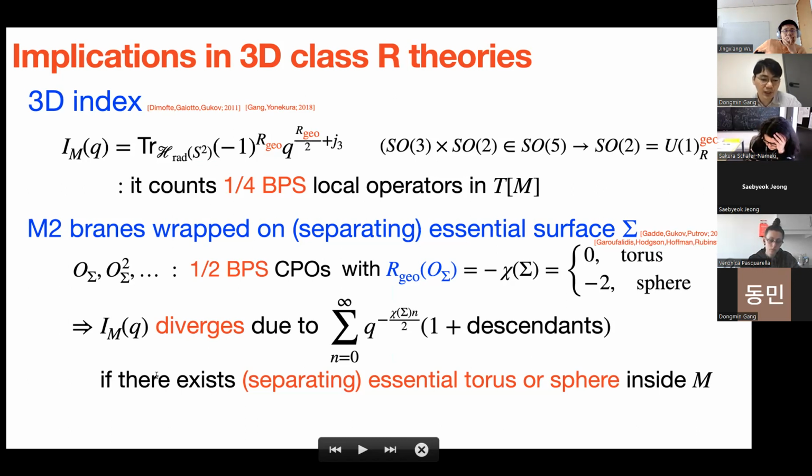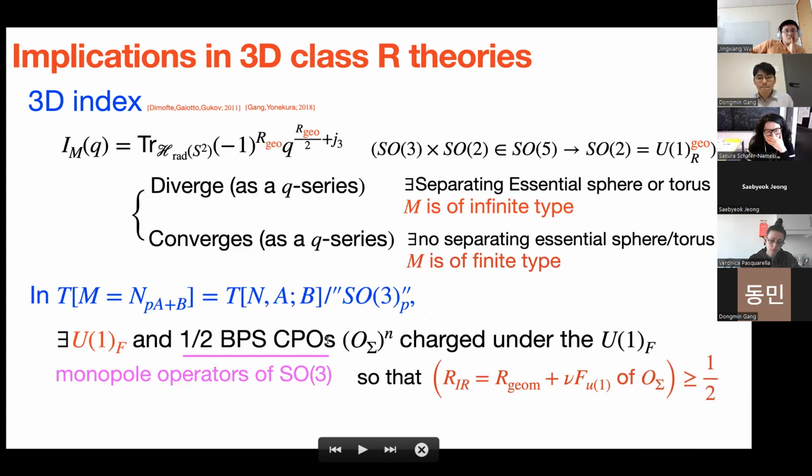So we expect that if there exists a separating essential torus or sphere inside M, then this 3D index, which is actually counting the local operators of this 3D theory, will diverge. So we call this infinite type, because this 3D index diverges. And if there's no essential sphere, then we will call this finite type, because its 3D index converges as a Q series.